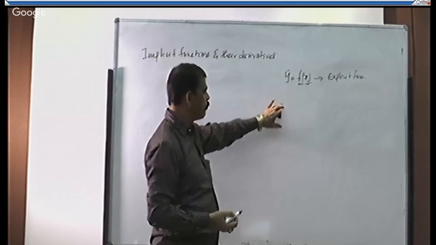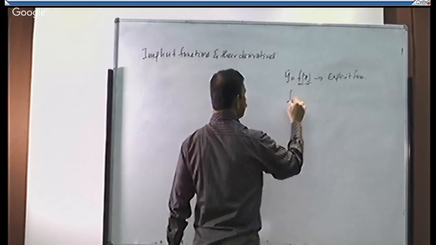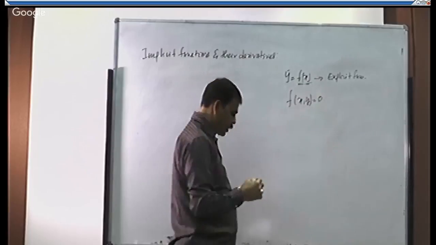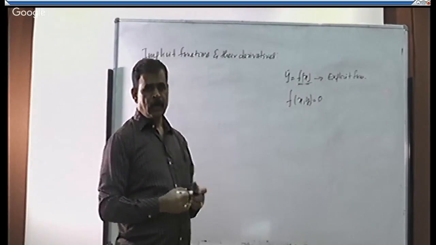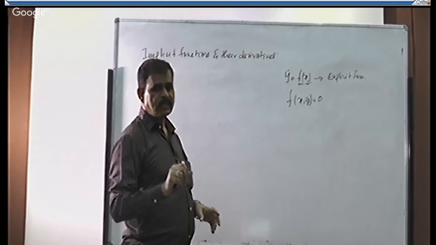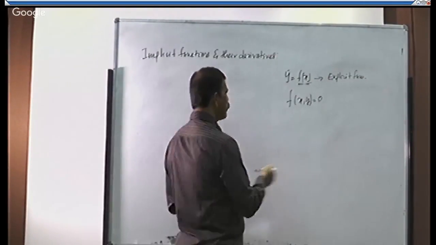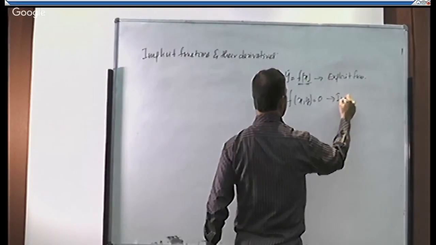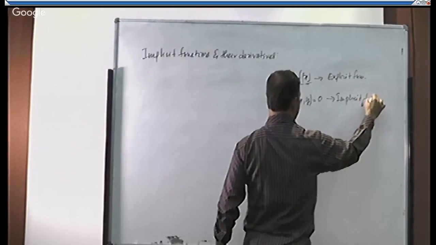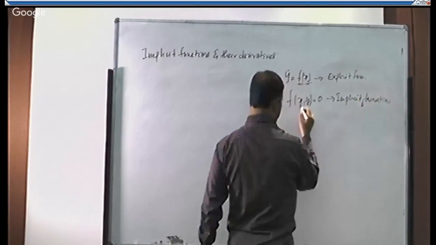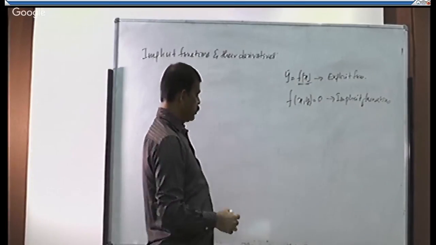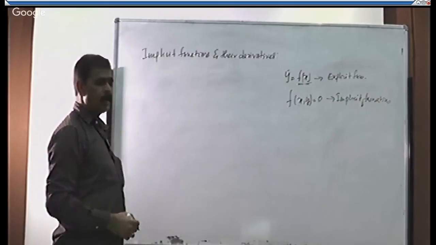right? Now, the function, if it is in this form, x term as well as y term are combinedly given. X and y variables are in mixed form. Such functions will be called as implicit function. Implicit means implicit function. Both x and y will be included in a given function, right? Such functions are called what? Implicit function.